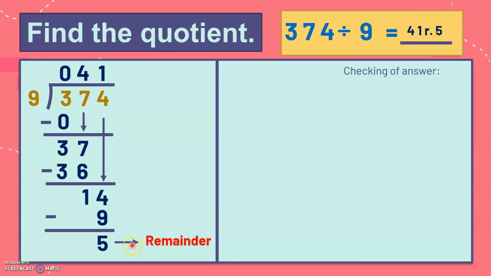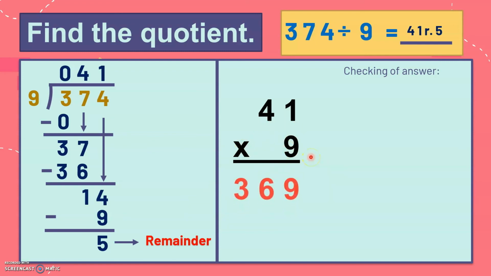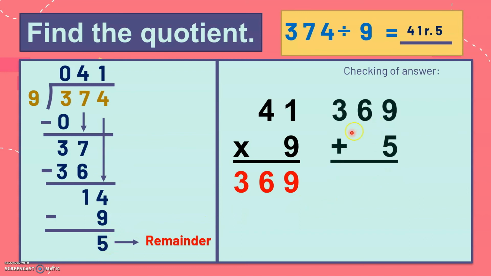Okay? To check our answer, we will multiply the quotient and the divisor. So 41 times 9, 1 times 9 is equal to 9, and 4 times 9 is equal to 36. So 41 times 9 is equal to 369. And we'll add the remainder. 369 plus 5 is equal to 374. Okay, so our answer is the same as the dividend. So again, our answer is correct.